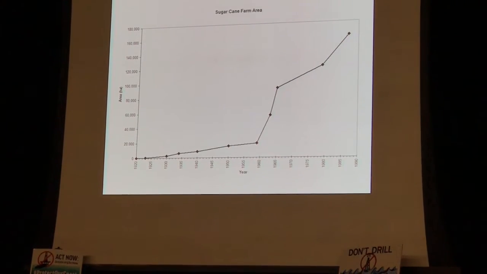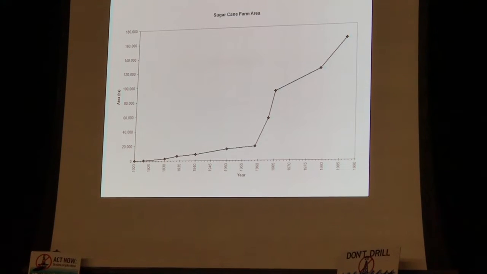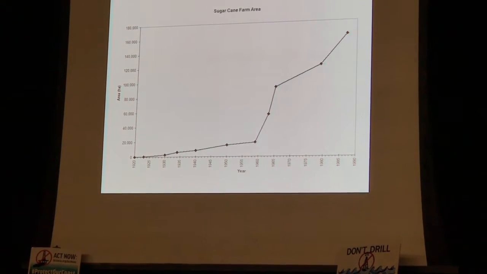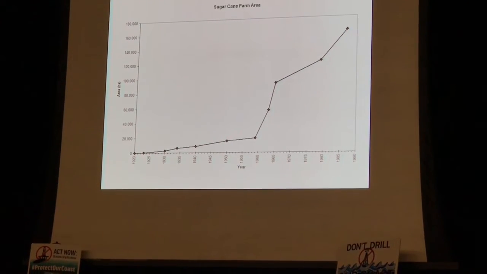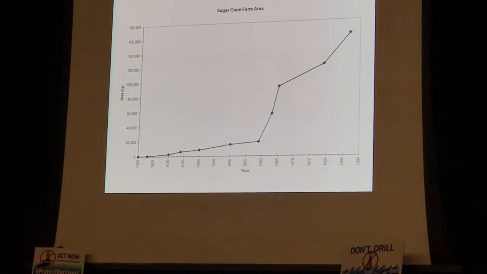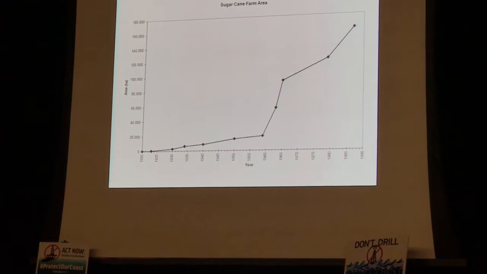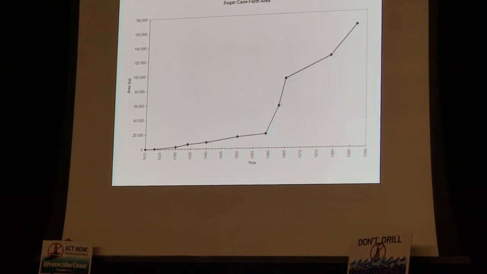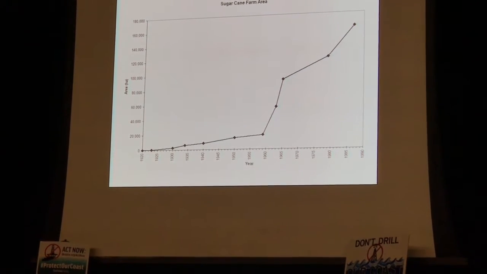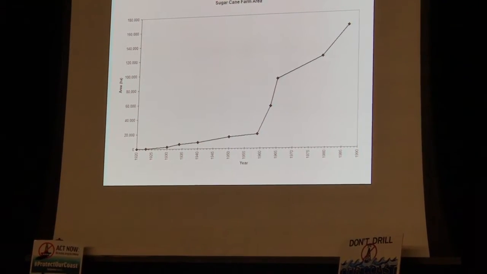Okay, so let's look at the sugarcane history in the northern third of the Everglades. It just sort of putters along in the first half of the 20th century. 1959, it suddenly shoots up. What changed in 1959? Well, that's the Cuban Revolution. Okay, United States, we're in the middle of the Cold War.